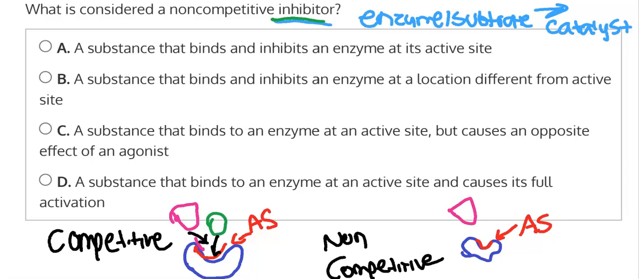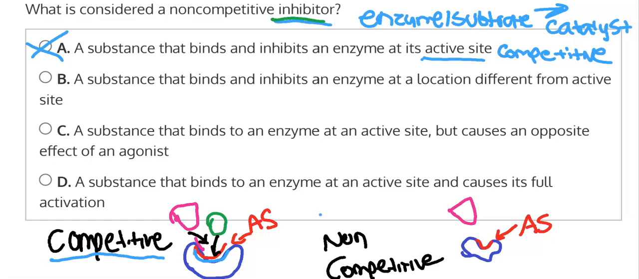And what kind of inhibition are we looking at? Well, if they're competing for this same active site location, this is known as competitive inhibition, which, as we could see on option A, a substance that binds and inhibits an enzyme at its active site, that's an example of competitive inhibition. And therefore we would eliminate option A because we are looking for a non-competitive inhibitor.